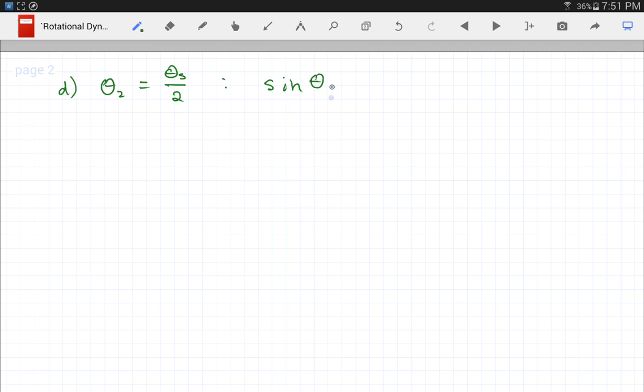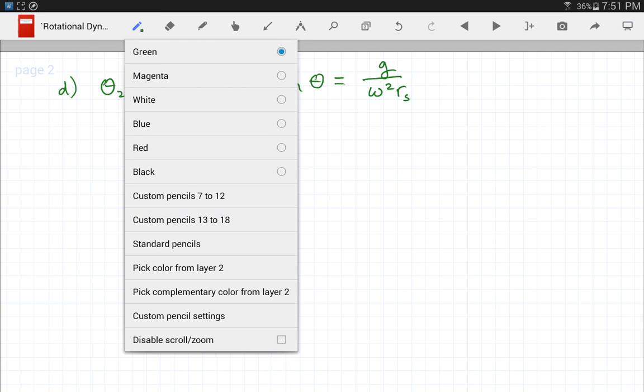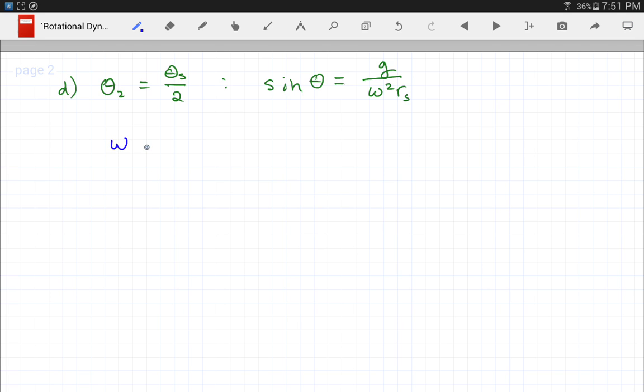Sine theta, and now this sine theta is going to be general for whatever the angle is, equal to g over omega squared rs, where omega is whatever the omega is at the moment. So solving for omega, I'm going to have omega is equal to the square root, since that's omega squared, of g over sine theta rs.